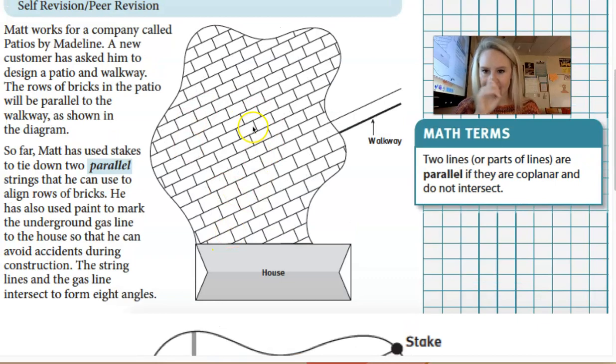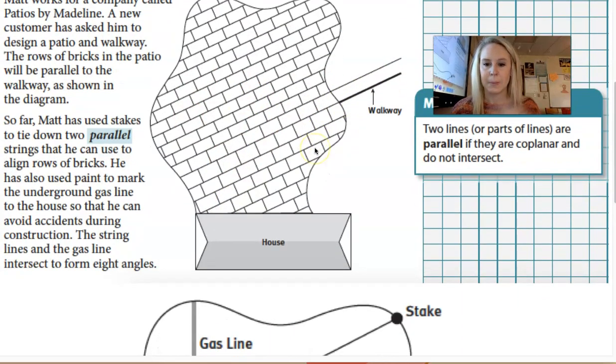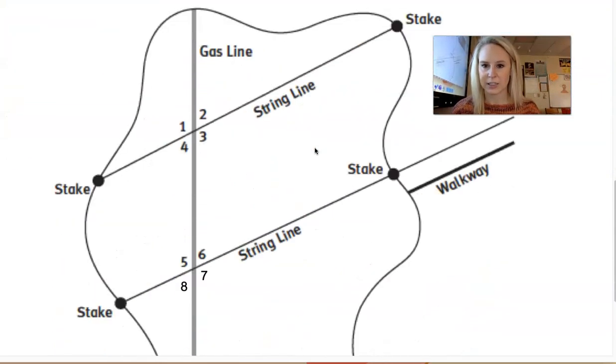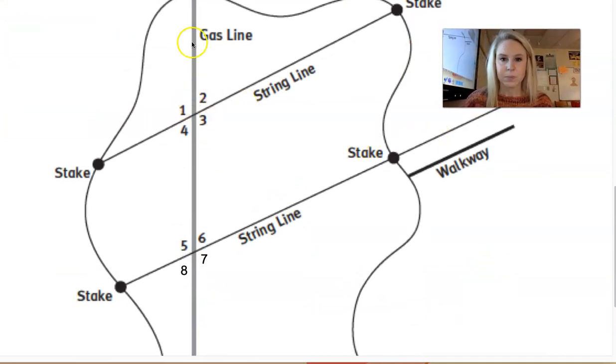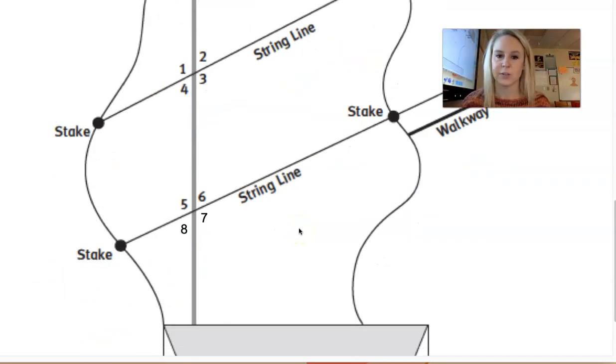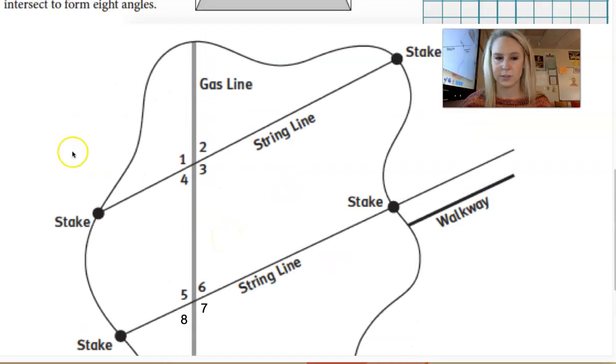So here's the house, here's the patio, we got the walkway, but underneath we're going to look at the gas lines because we don't want an explosion in our neighborhood, right? So the gas line is crossing your two parallel lines at our stakes and it forms 8 angles. So I've got 1, 2, 3, 4, 5, 6, 7, and 8. So let's move on to the next page.